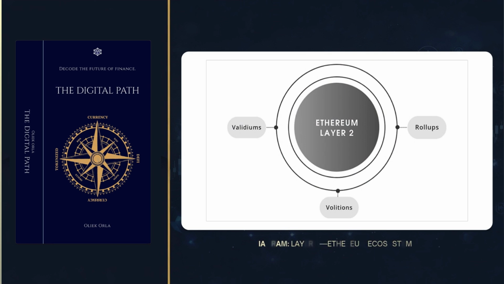This approach significantly reduces transaction costs and improves processing speed, making everyday blockchain interactions more practical for users and developers. It also enables the ecosystem to scale without compromising the integrity of the base layer, ensuring long-term sustainability and resilience. As a result, Ethereum can support increasingly complex applications while maintaining a strong foundation of trust and decentralization.